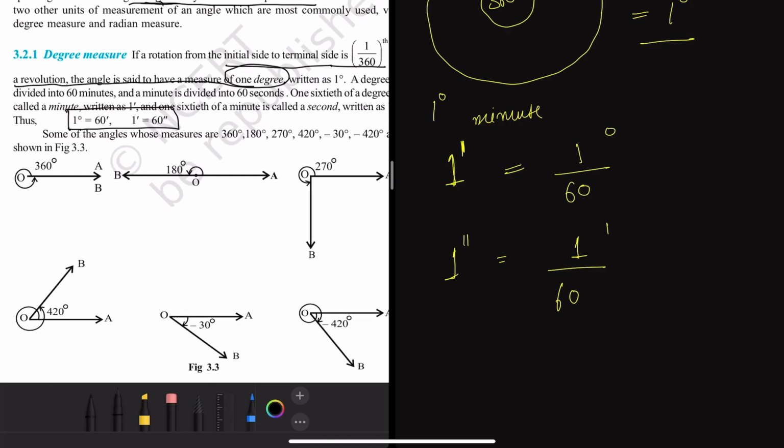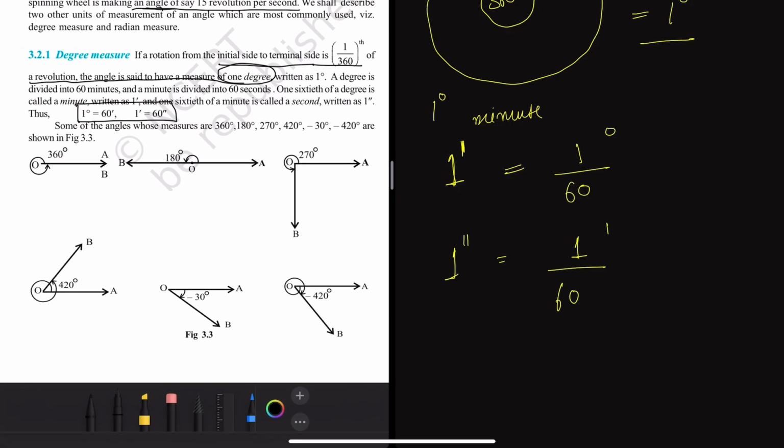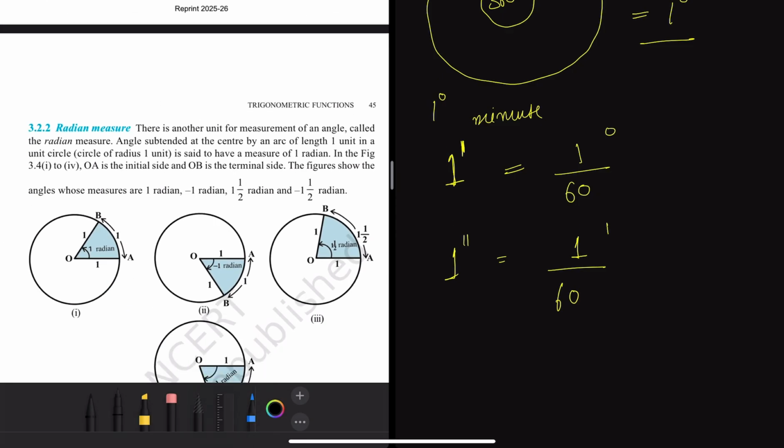Okay, and some popular angles are given. This is 360, this is 180, this is 270, 420, 30, minus 420, minus 30. So this is just given.